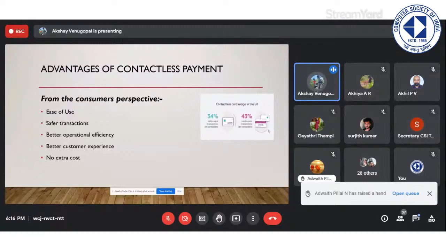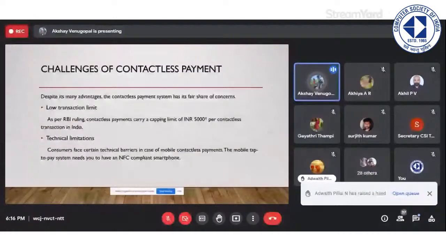No extra cost. Providing a contactless payment technology does not attract any additional processing fees. The retailers pay the same fees as application. Next, we can have a look at the challenges faced on contactless payment.